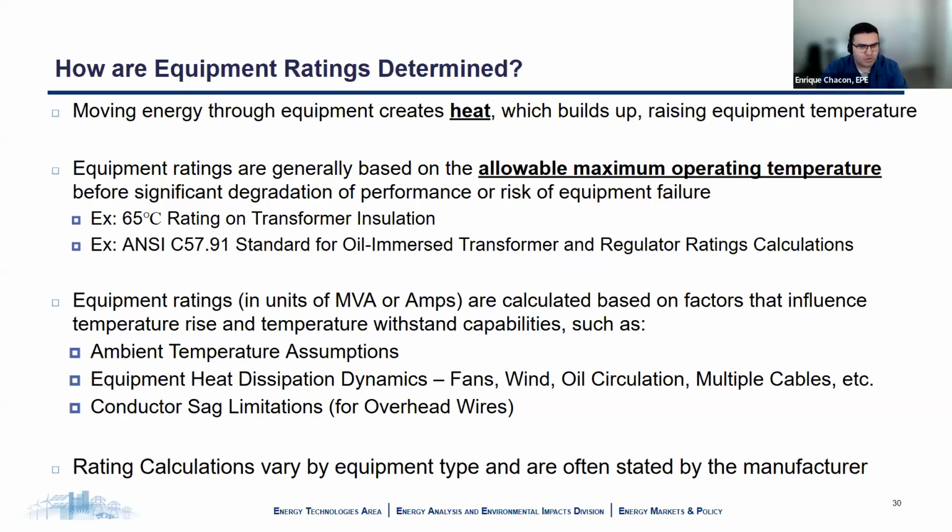Now, the equipment ratings, usually in units of MVA or amps, are calculated based on factors that influence temperature rise and temperature withstand capability. So a couple of things. So we have ambient temperature assumptions, equipment heat dissipation dynamics. So this is where you can get a little more rating out of the equipment through the use of fans, wind, oil circulation, multiple cables. So there are strategies to get more out of this equipment. And the other element to consider here would be conductor sag limitation as it relates specifically to overhead wires. Now, the rating calculations vary for each equipment and are usually stated by the manufacturer, but in utility practice, the utility may deploy fans or something of the sort to get additional capacity beyond what the manufacturer specifies out of the shop. Next slide, please.